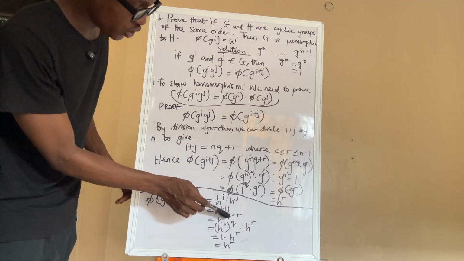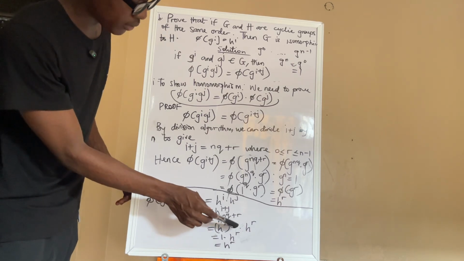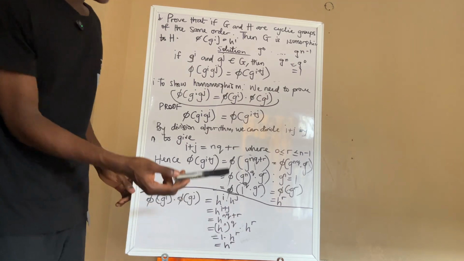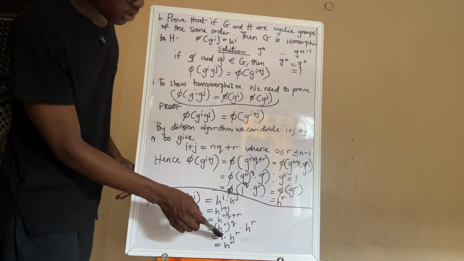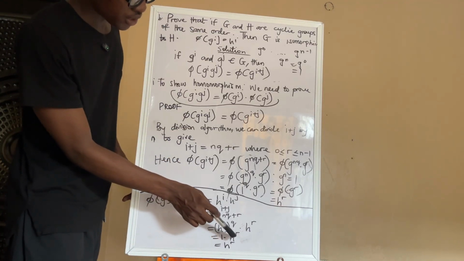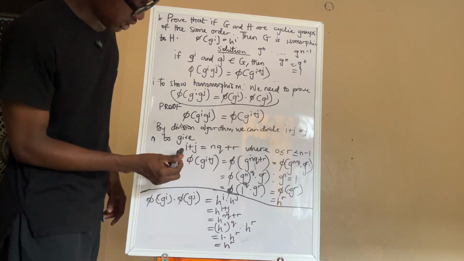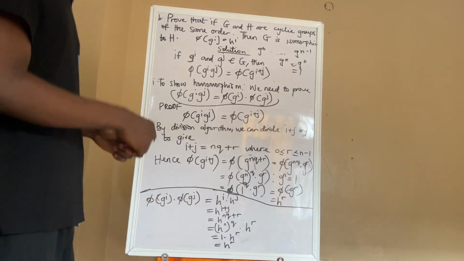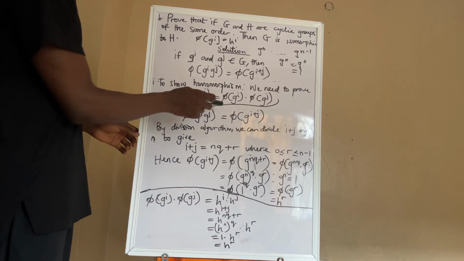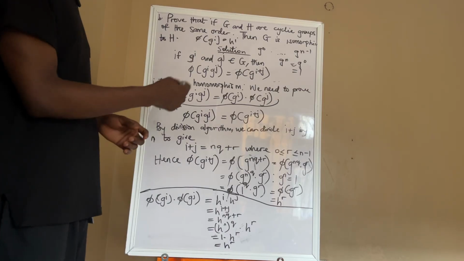h^(nq+r). Using law of indices, that's (h^n)^q times h^r. And like I said, h is a generator, so h^n is going to be 1. So 1 times h^r is going to give us h^r. Since our answer here is h^r and our answer here is h^r, we have shown that this is equal to this. Hence, we have proven that phi is a homomorphism.